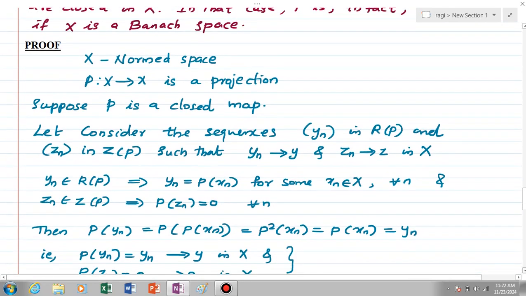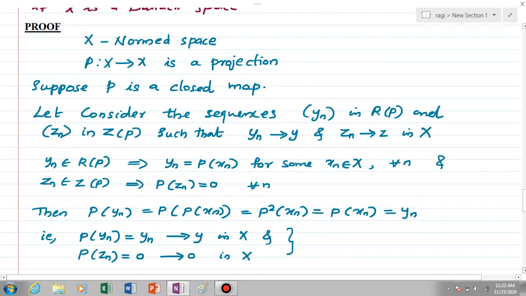For that, consider the sequence y_n in R(P) and z_n in Z(P) such that y_n converges to y and z_n converges to z in X. Since the sequence y_n is in R(P), each y_n can be written as P(x_n) for some x_n element of X for every n, and z_n element of Z(P) means P(z_n) is equal to 0 for every n.